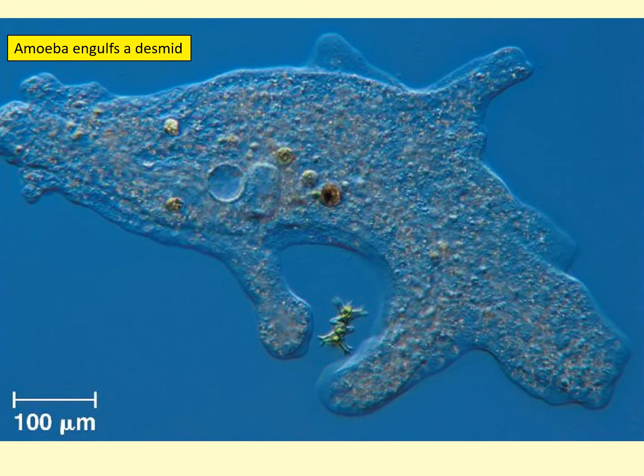All right, the next cell that we're going to talk about is an amoeba. And this amoeba is currently eating this thing which is called a desmid. So it's going to surround its prey, because it is a predator, the amoeba, and eventually it's going to engulf this tiny creature. So it's going to absorb this creature into its body, and it's going to digest it in there.